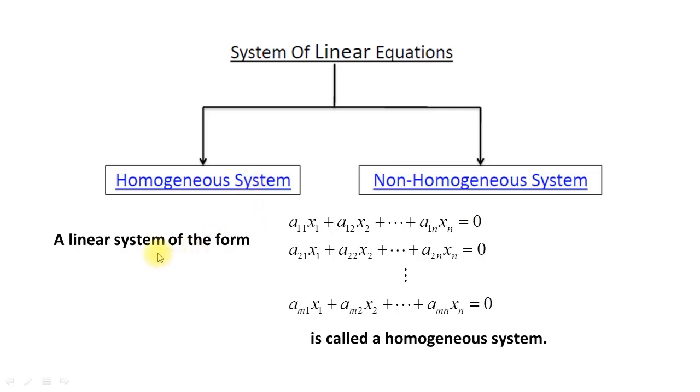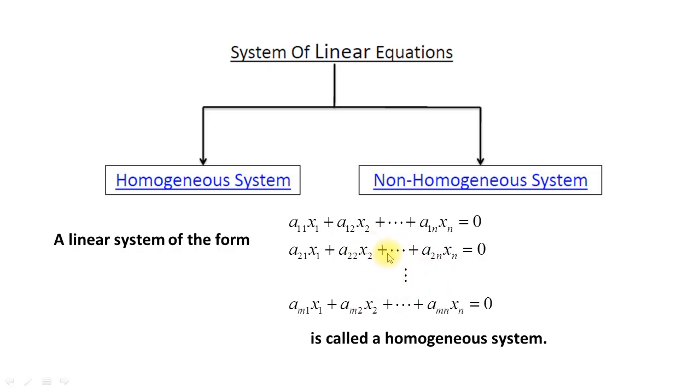Dear students, a linear system of the form a11 x1 plus a12 x2 plus and so on, a1n xn is equal to 0, a21 x1 plus a22 x2 plus and so on, a2n xn is equal to 0, and so on up to the m-th equation, am1 x1 plus am2 x2 plus and so on, plus amn xn is equal to 0, is called a homogeneous system. You see here in this system the constant term of each equation is 0. So this is called a homogeneous system of linear equations.